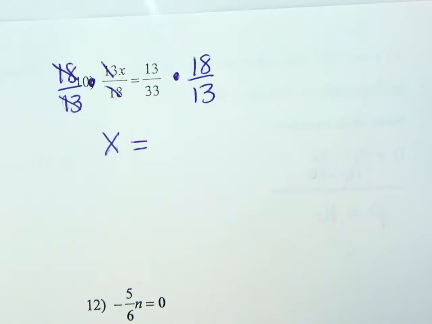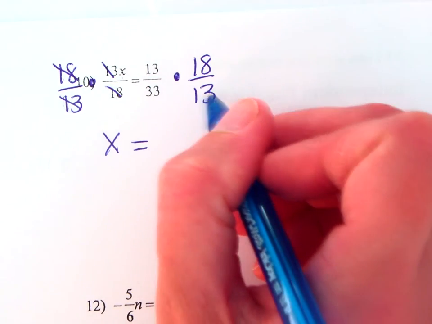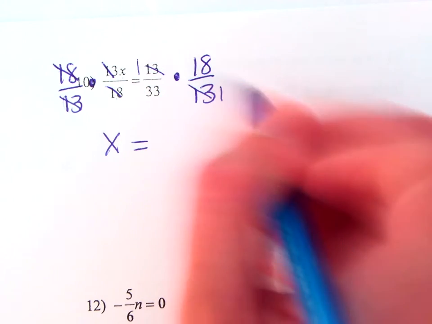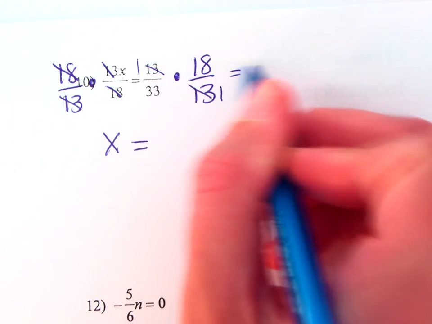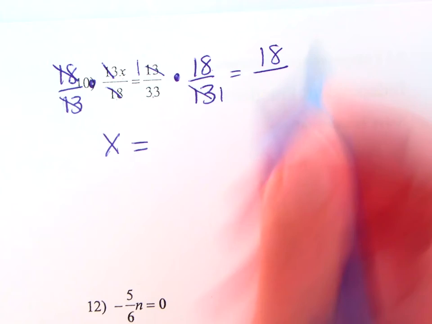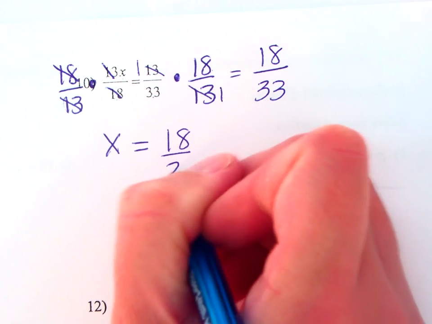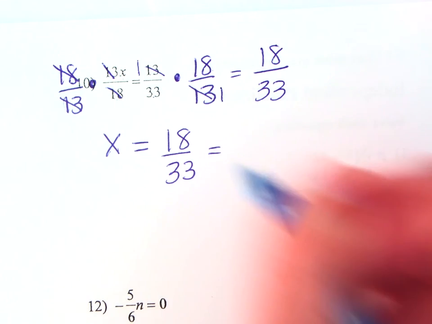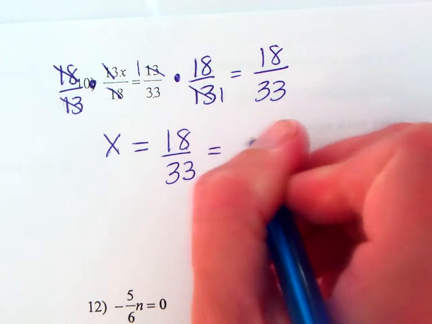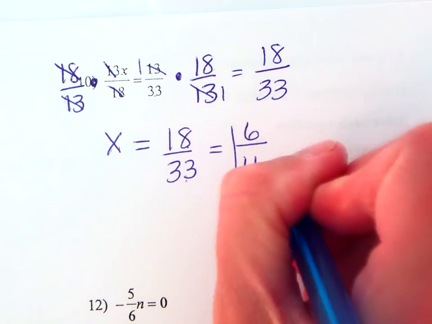And on this side, I am going to cross cancel here to avoid some larger numbers. 13 goes into 13 once, 13 goes into 13 once. And so we can multiply across the top. 1 times 18, 33 times 1. So there's your fraction, 18/33, which would also simplify. 3 would go into both of those numbers. So divide by 3, divide by 3, and we get 6/11.